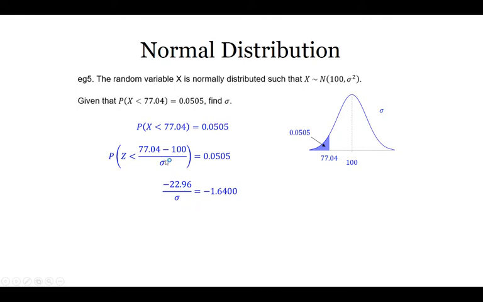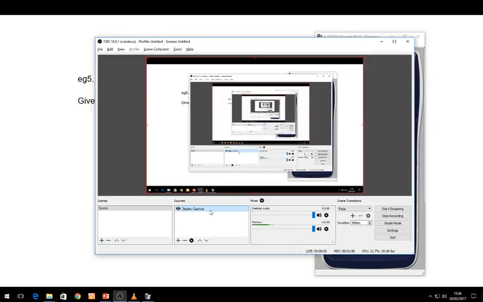I have already worked out the numerator, so 77.04 minus 100 is negative 22.96. That divided by sigma will be negative 1.64. So if we multiply up by the sigma and then divide by our negative 1.64, you can do this on the basic calculator, we get that sigma, our standard deviation, is 14. And that's our answer. Yay!